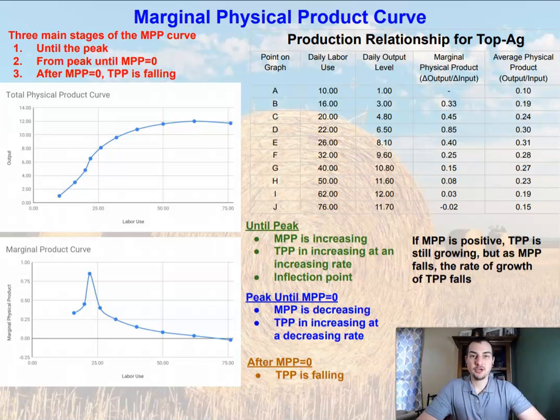Okay, so as I was alluding to in the last video, there are three main points or three main sections of the marginal physical product curve. The first main section or the first main stage is up until the peak of that marginal physical product curve. So up until that peak, marginal physical product is increasing, which means the rate of total physical product is increasing, meaning that total physical product not only is increasing, but is increasing at that increasing rate.